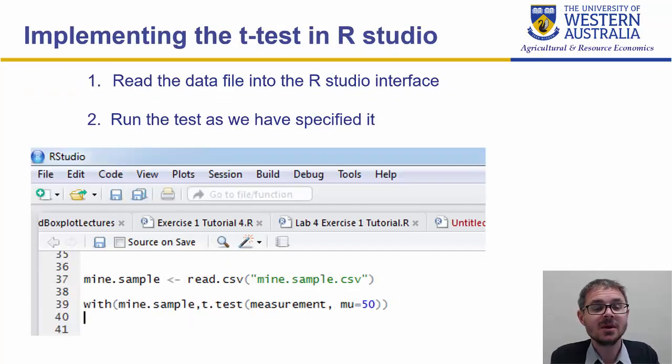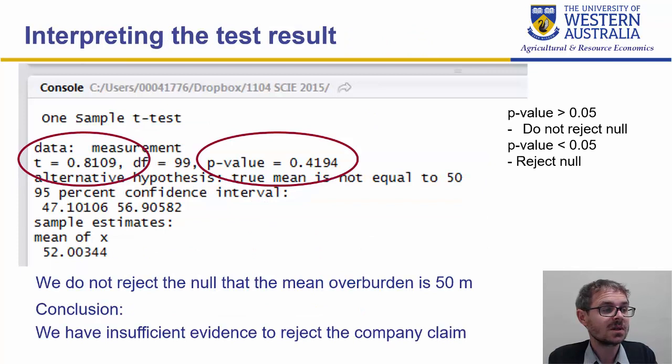So we implement the t-test. We read the data into R. With the data that we read into R, we conduct a t-test, and we want to test against a null hypothesis of 50. We do that. We look at the results. The t-value is close to 0. A t-value close to 0 is not strong evidence against the null. We formalize our ideas by looking at the p-value. The p-value is above 0.05, therefore we do not reject the null.